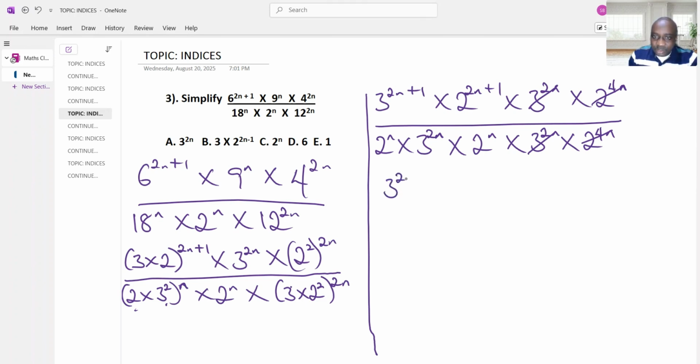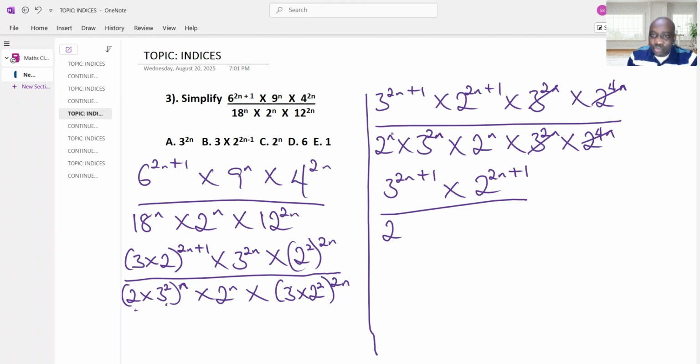3^(2n+1) multiplied by 2^(2n+1), divided by 2 times 2^n. According to the law of indices, you just pick one of the base numbers. It's not that you say 2 times 2 is 4. No, that's not the way the law of indices works. Just say 2^n; under the law of indices, multiplication means plus.